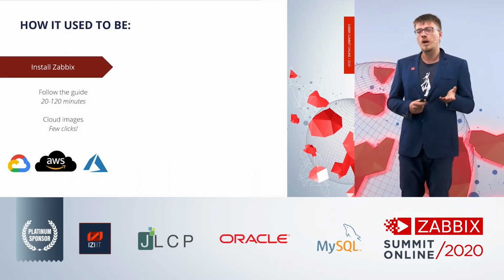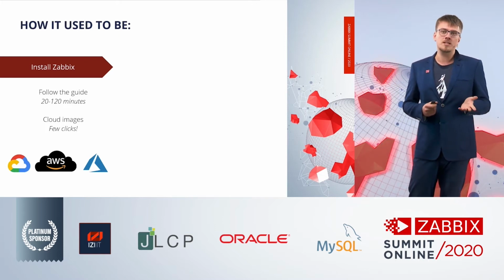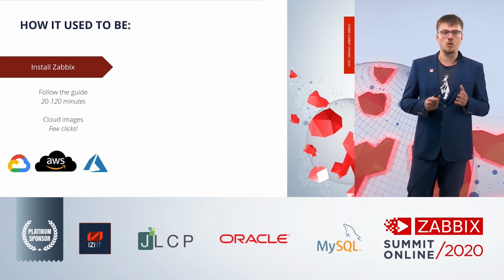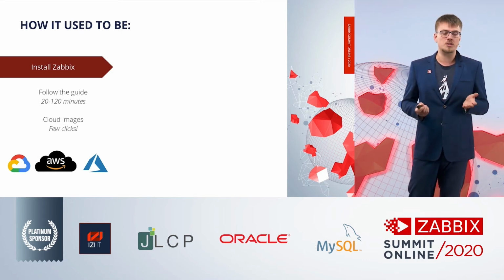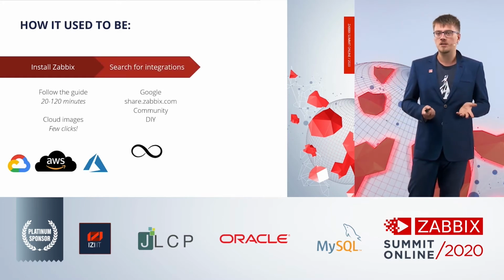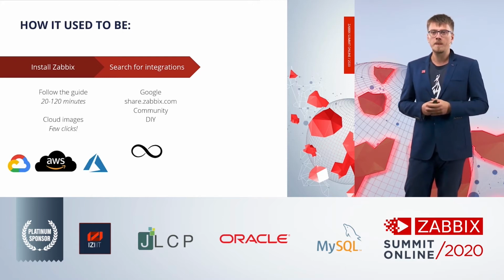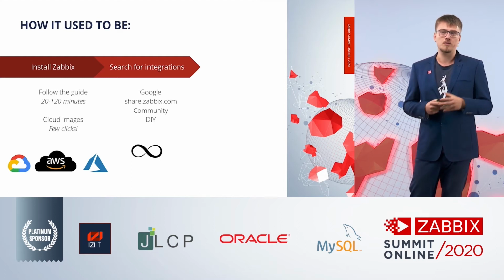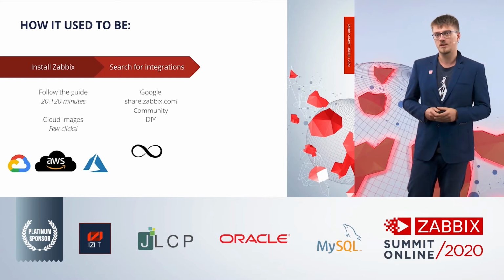So let's look how it was before. You'd go and install Zabbix, and it would take 20 to 120 minutes if you follow the guide. Or if you like to use our cloud images, you could install Zabbix in just a few clicks. Then you would proceed and search for the integration that you need. Go to Google, maybe look at sharezabbix.com. If you don't find anything there, you'd ask the community, and finally, there's an option, you would do it yourself.